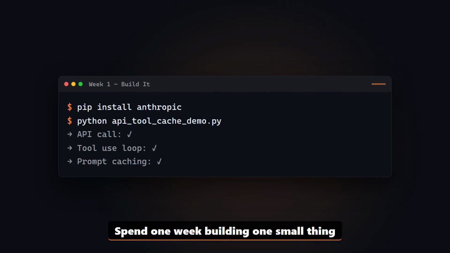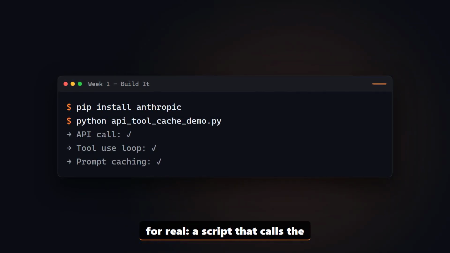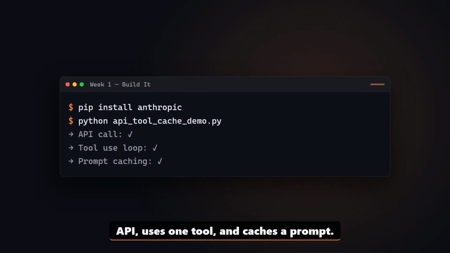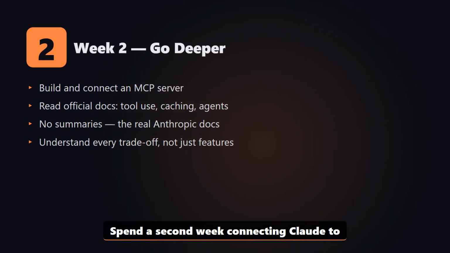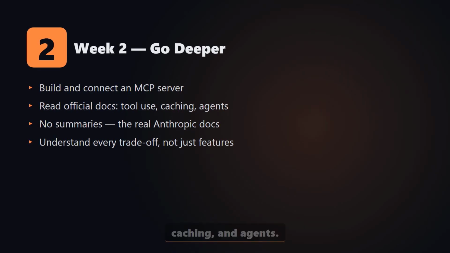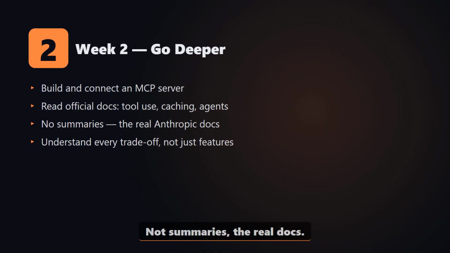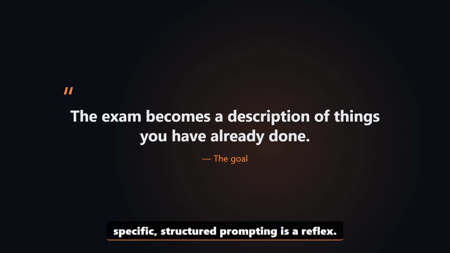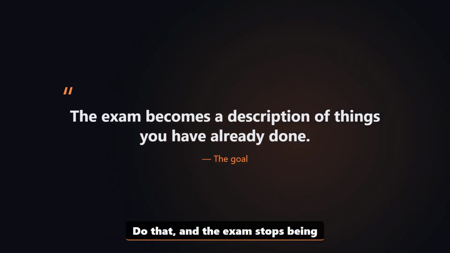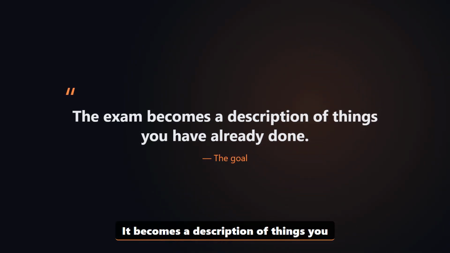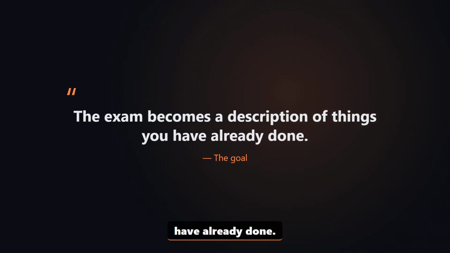So here is the plan. Spend 1 week building one small thing for real, a script that calls the API, uses one tool, and caches a prompt. Spend a second week connecting Claude to something through MCP. Read the official docs for tool use, caching, and agents. Not summaries, the real docs. And write 3 prompts a day until specific, structured prompting is a reflex. Do that, and the exam stops being a test you cram for. It becomes a description of things you have already done.